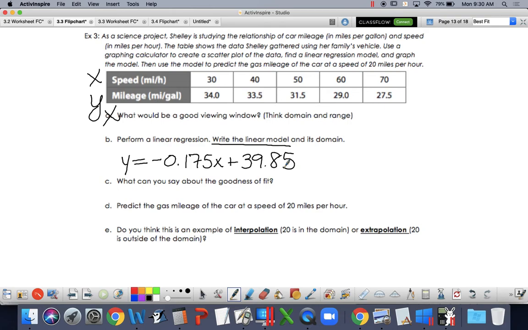Okay. What is the domain of my function? Well, I look up here and I say, okay, what values for x did Shelly plug in? Her lowest number that she collected data for was 30, and the highest number that she collected data for was 70. So that is her domain. That is the amount of information she collected.